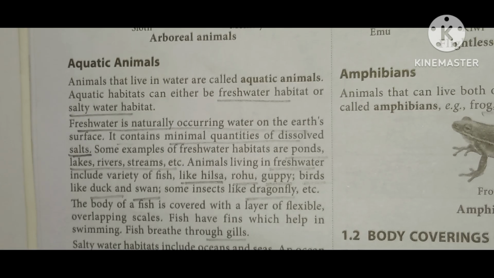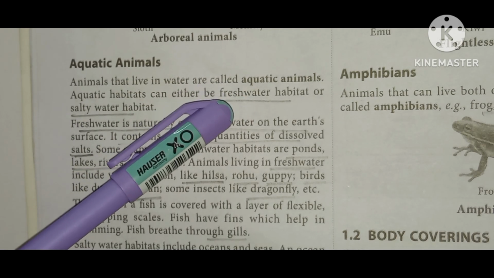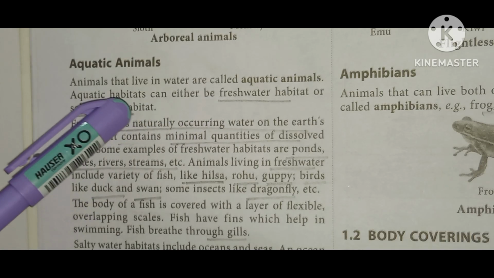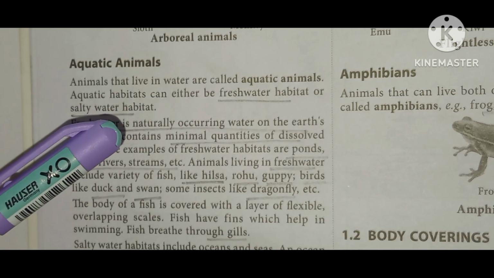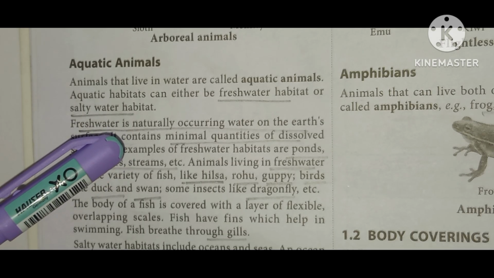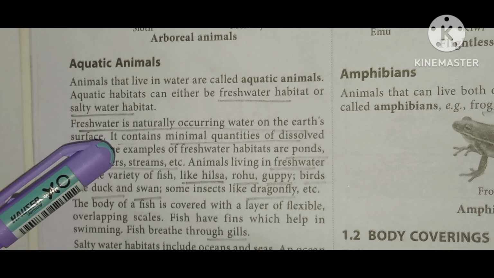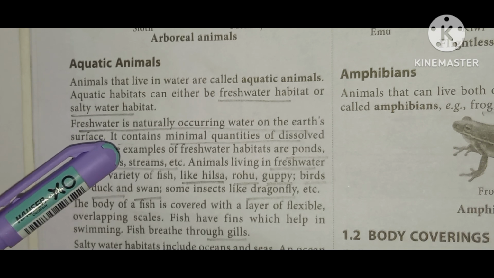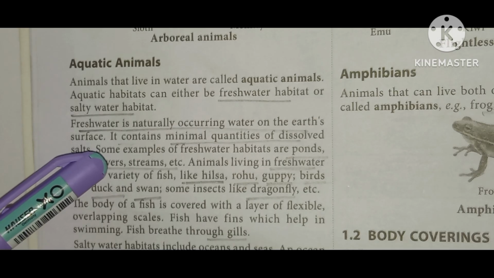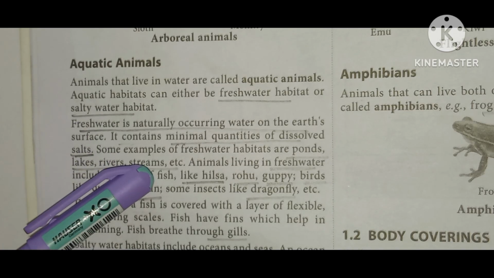The next term you should know is aquatic animals. What are aquatic animals? Animals that live in water are called aquatic animals. Aquatic habitats can be either freshwater habitat or salty water habitat. What is freshwater habitat? In freshwater habitats the salt content in the water is very less. Examples of freshwater habitats are ponds, rivers, lakes and streams.